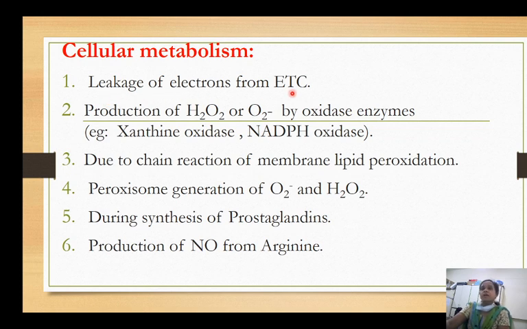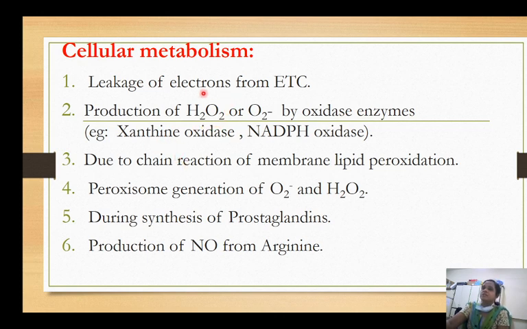Leakage of electrons from the electron transport chain. These electrons will combine with the oxygen and can form reactive oxygen species. Hydrogen peroxide and oxides are produced by some of the reactions that occur normally in the body, like during the synthesis or degradation of the purines, where in the last step uric acid has to be synthesized from xanthine. Xanthine in the presence of xanthine oxidase will form uric acid.